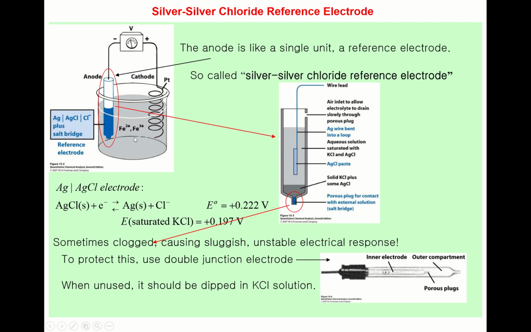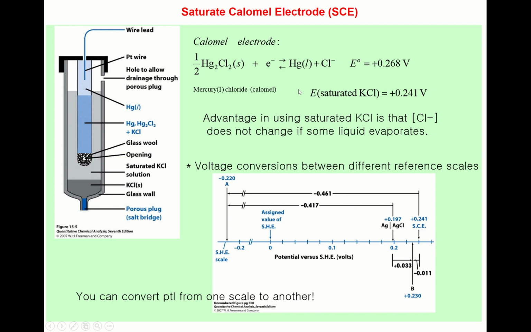This picture is another version of a silver chloride electrode. This is very simple, and since the structure is very simple, it can be made very small. Take a very small glass tube, and you can insert this electrode into a small space. Another representative reference electrode is called the saturated calomel electrode.